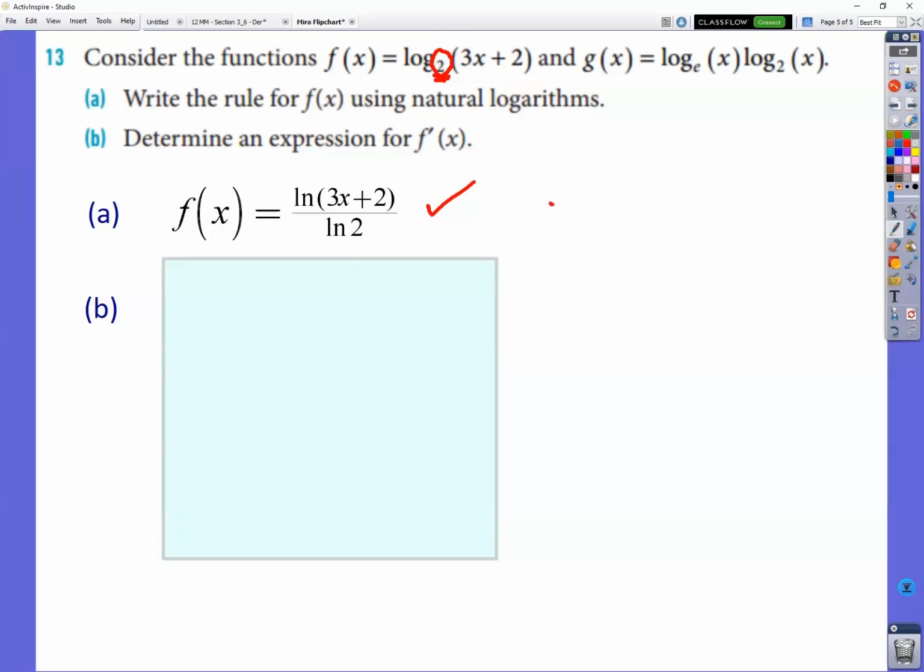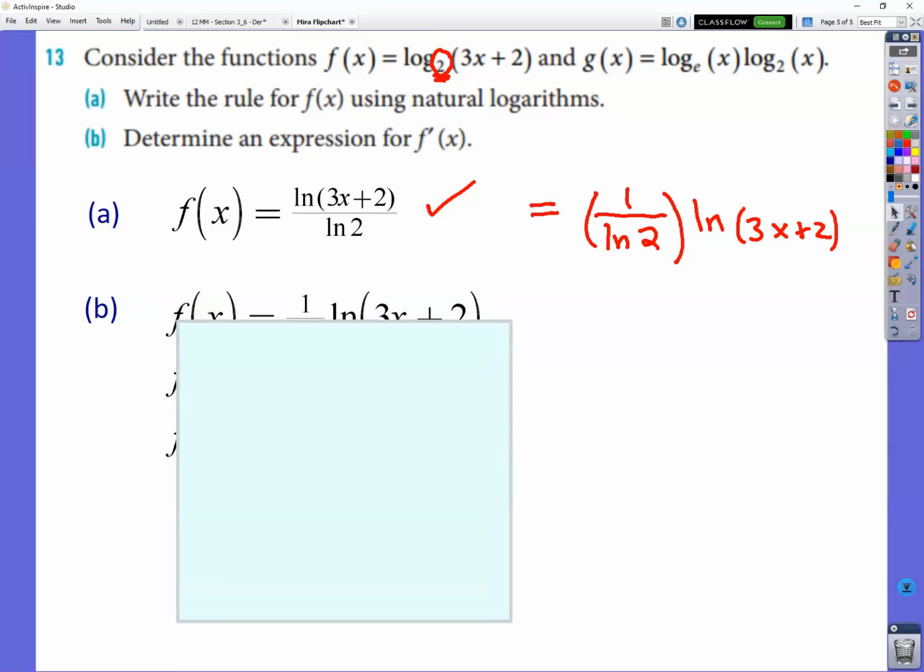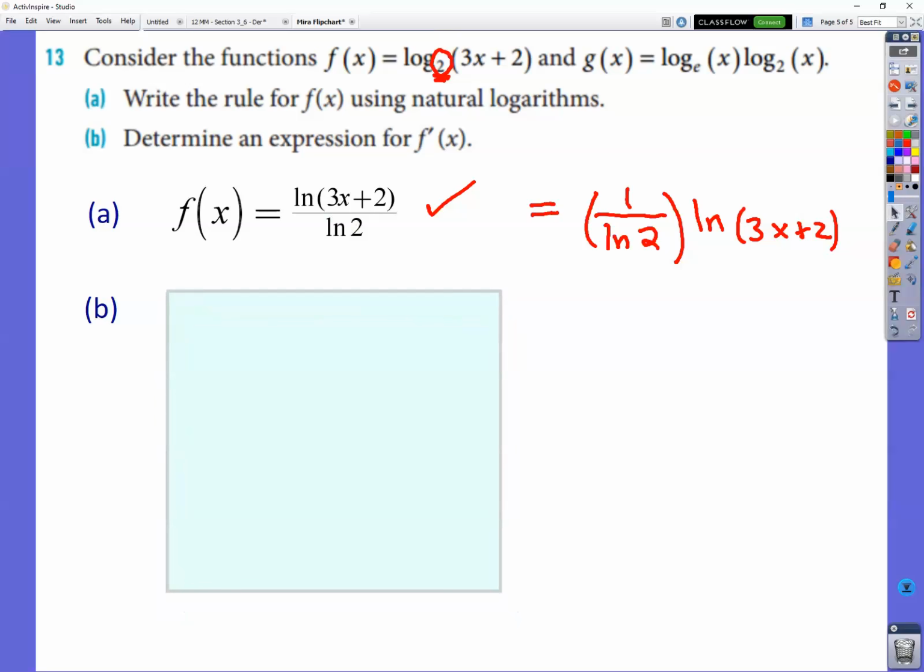And you could, of course, also have done what I did before. You could have said, well, natural log of 2 is just a number, so I'm going to just put that out the front. And then I have natural log of 3x plus 2. So you could have written it like that if you wanted to. That one there is the same as that one there, just written slightly differently. Happy with that? Yep. Okay, so question b is now you're going to go ahead and find the derivative of that.